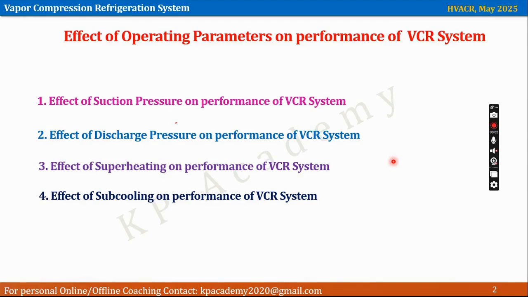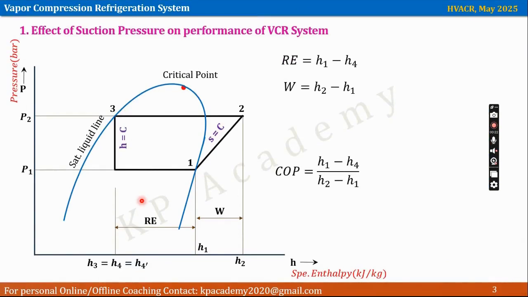Hello दोस्तों, welcome to KP Academy and here we are with the new video on effect of operating parameters on performance of vapor compression refrigeration system. The parameters are suction pressure, discharge pressure, superheating and subcooling. So let's discuss one by one.